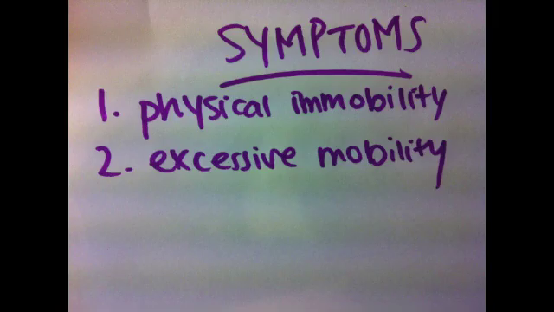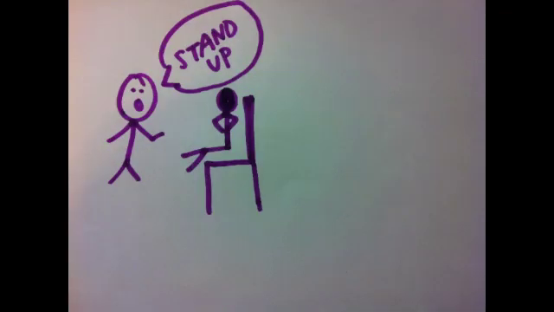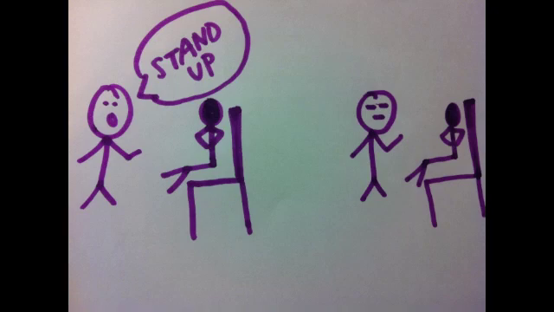Another symptom is excessive mobility, where a person moves in an excited manner that has no purpose. Actions include pacing around, making loud noises, and turning in circles. A third symptom is extreme resistance, where a person does not respond to instructions or resists any attempt to be moved.